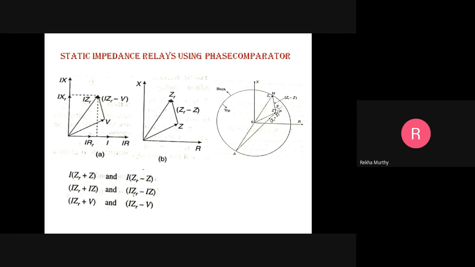Now when theta is less than 90 degrees, then the point is lying within the characteristic circle, where I into ZR plus V is the polarizing unit, and I into ZR minus V is the operating unit. If it is outside the circle, then we cannot control that fault. It will come to a different region. So this is what happens when theta is within the circle, or when theta is greater than 90 degrees.